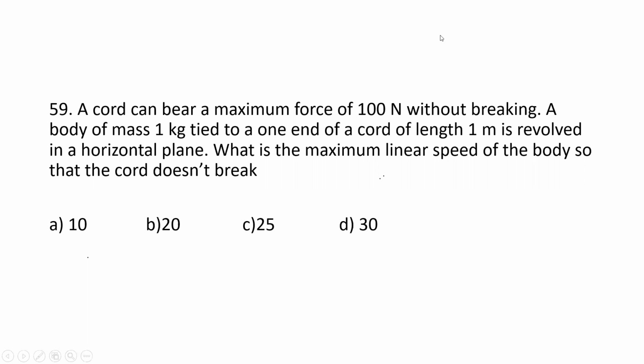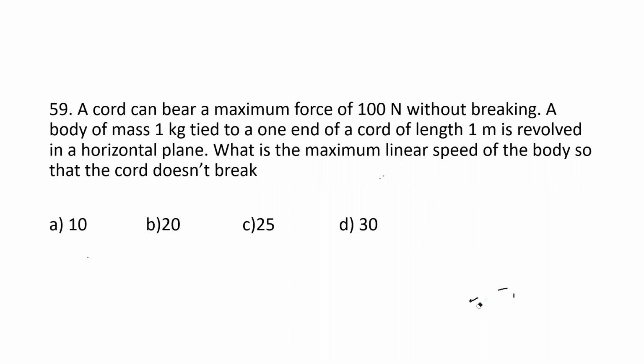Okay, so the tension in the cord is given by T is equal to mv square divided by r. For the critical condition, we can take it as m v max square divided by r, that is equal to 100. Therefore, v square is equal to 100 into the length, which is 1, divided by the mass, which is 1 kg. That is v square is equal to 100. Therefore, v is equal to 10. So option A is the right option here.